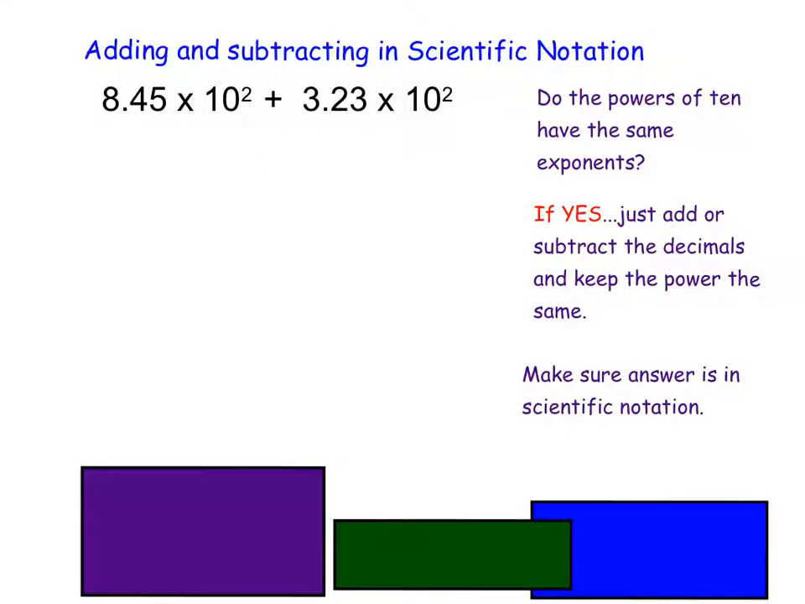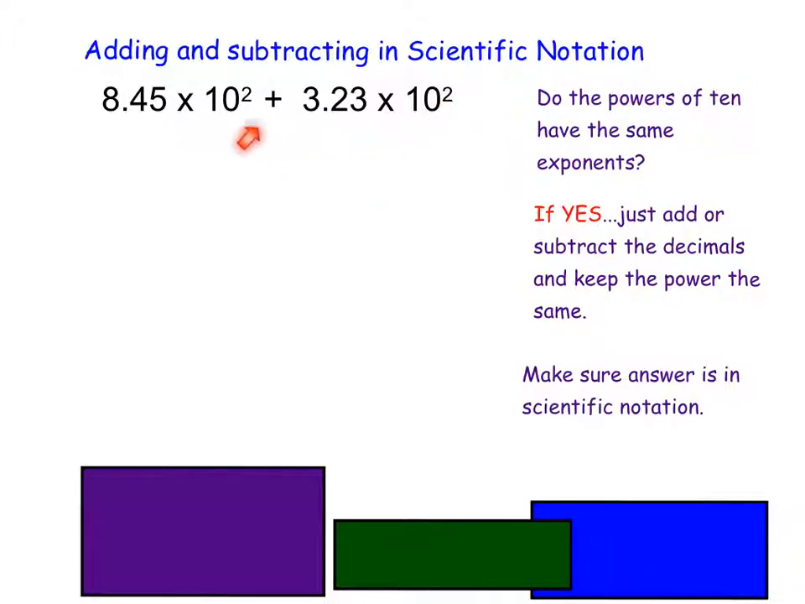So I know this looks a little different than your notes, because I have yours as a flow chart, but I'll try to explain. So adding and subtracting. You have to look at some questions and follow, depending on if it's a yes or no, a different order. So do the powers of 10 have the same exponents? So that's the first thing you have to look at.